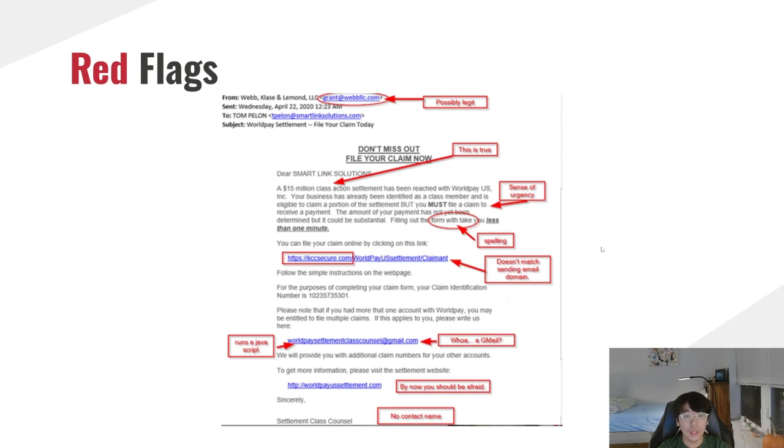You can file your claim online by clicking on this link, kccsecure.com. That domain name doesn't really match what they're saying. It's supposed to say some sort of account or a file, but it says kccsecure.com, which makes us really suspect whether it's real or not. And it continues on saying your identification number is something, blah blah blah, and please write us here.